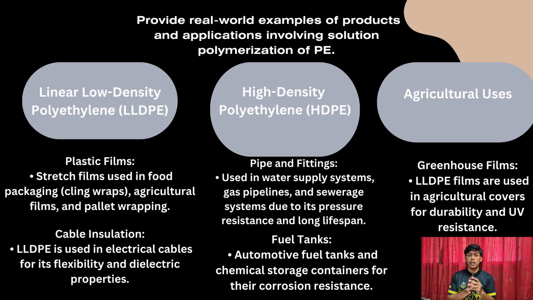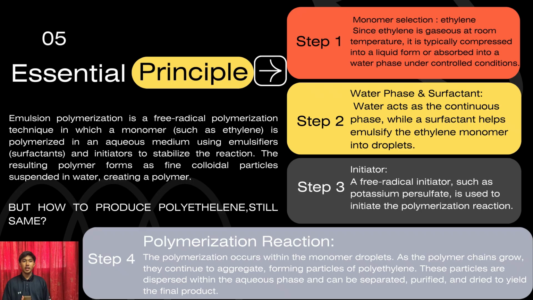Next, agricultural use. Greenhouse films (LLDPE) are used in agricultural covers for durability and UV resistance. Next, I will talk about emulsion polymerization.